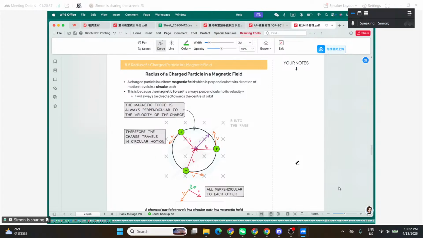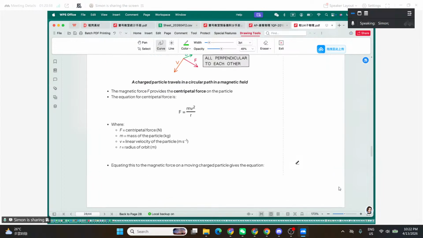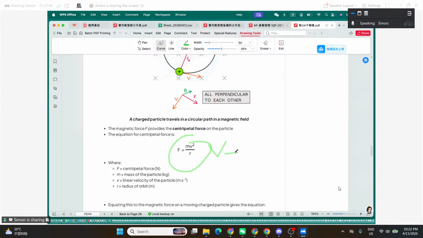This one is for a charged particle doing circular motion in the magnetic field. First, we want to calculate the radius. If there is a charged particle doing circular motion in the magnetic field, the radius has a formula. We use the laws of the magnetic force, which provides the centripetal force. Look this way, here is the centripetal force. And do you still remember the formula of the magnetic force for a charged particle?